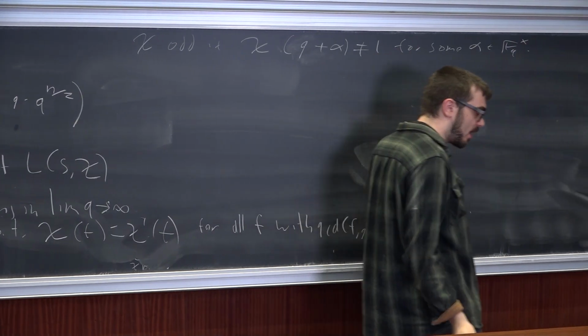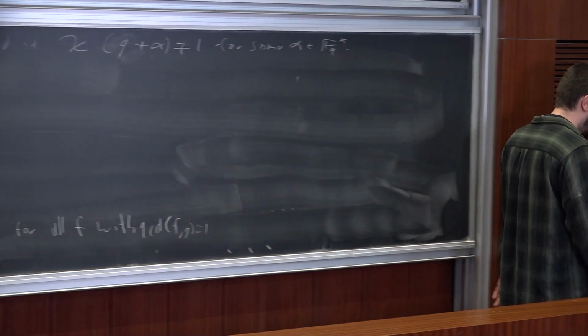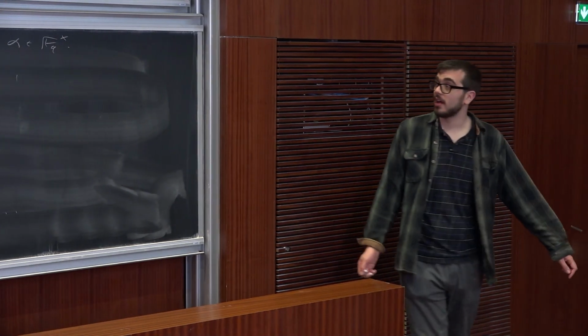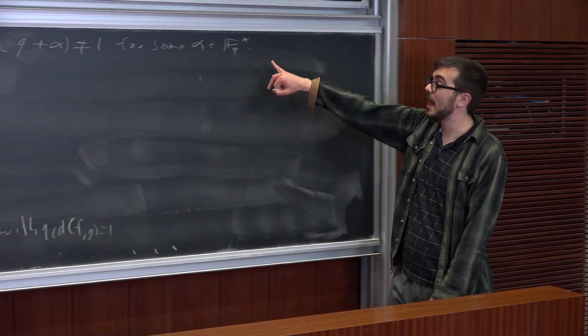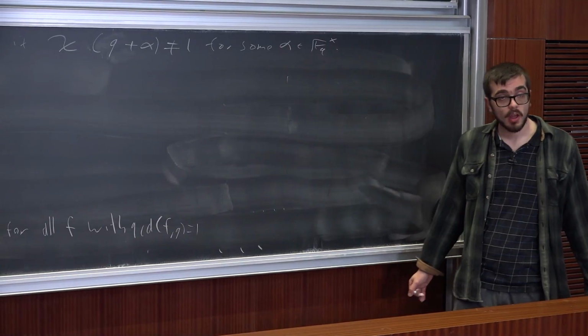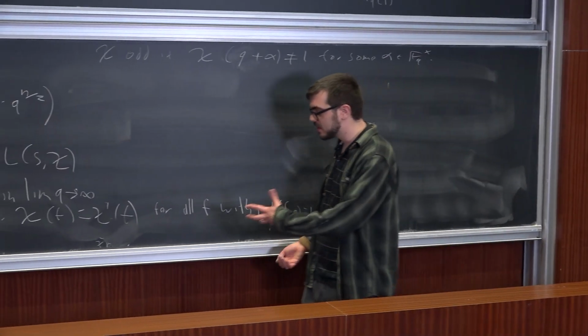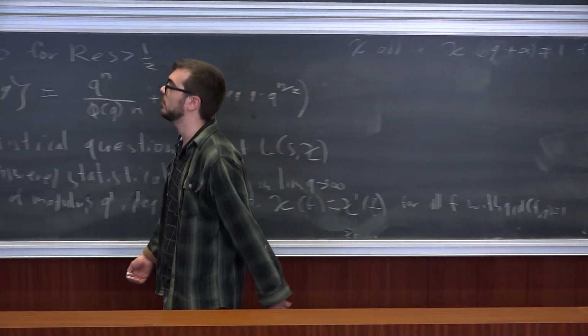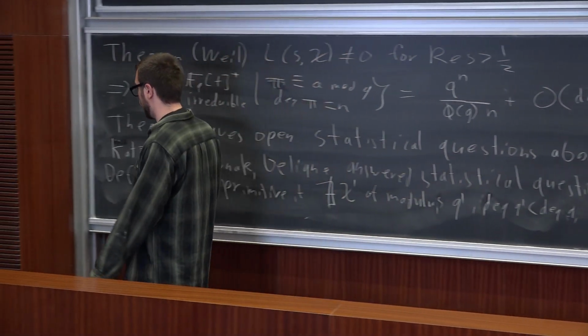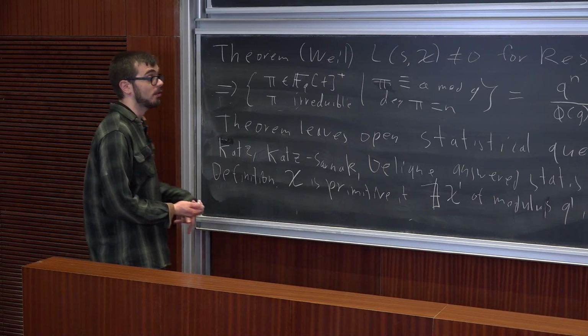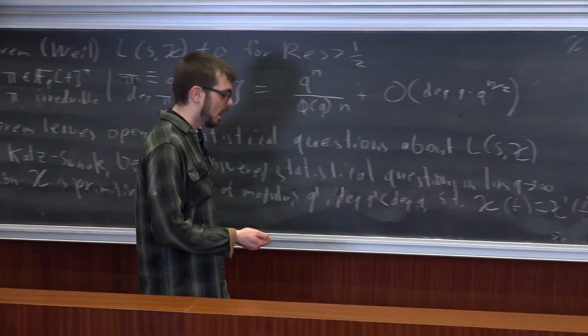So if we restrict our character mod g to only the units of F_q, only the elements of the finite field F_q modulo g, we want the character to be non-trivial. And we call it odd because we think of these units as the analog of plus or minus 1 on integers. And Dirichlet characters that are non-trivial on plus or minus 1 are called odd.